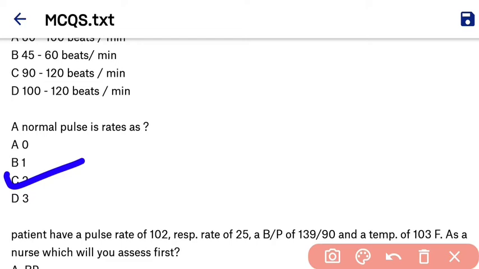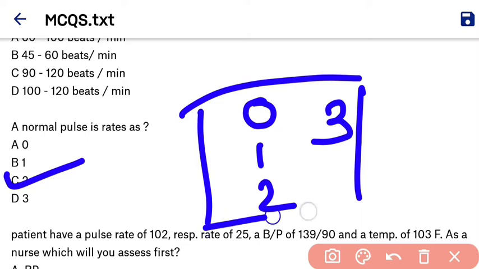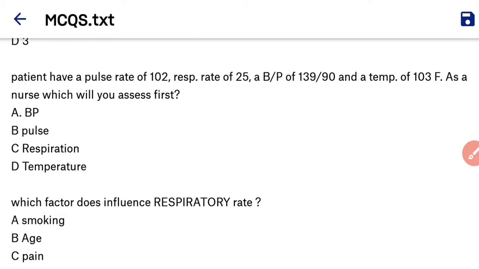Okay, if the patient has an absence of pulse, then we provide the 0 score. If the patient has a weak or thready pulse, we should provide the 1 score. If a patient has a normal pulse, then we should provide a 2 score, and if a patient has a bounding pulse, then we should provide the 3 score. Okay, so these are the pulse scale. Okay, so remember this.